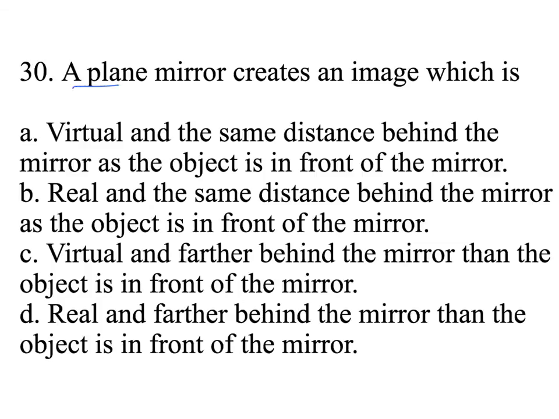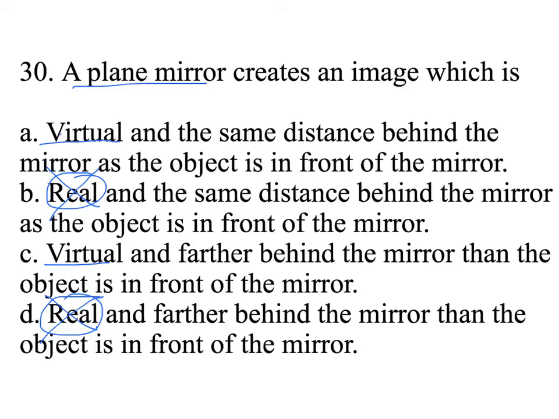A plane mirror, that's just a flat mirror, creates an image, which is what? Well, first of all, is it real or virtual? A plane mirror, a flat mirror, produces a virtual image, not a real image. So we can immediately get rid of B and D. That leaves 2 left.